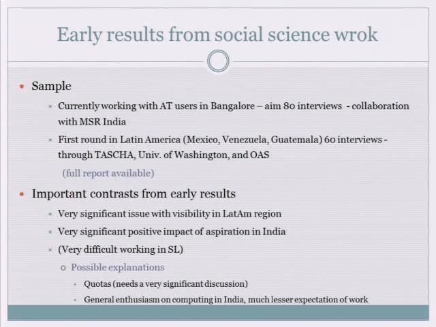There are very important contrasts from the early work, especially when I look at how you compare what we are finding in India with what we found in Latin America. In Latin America, we found a very significant issue with visibility of disability. A lot of people who are disabled told us that people don't see them as working in an office. People see them as working in selling certain kinds of products or services which they see blind people as being engineered towards. In contrast, in India, a lot of people had very significant positive effects of aspiration, that the technology has actually made them much more enthusiastic about what the future might hold for them.